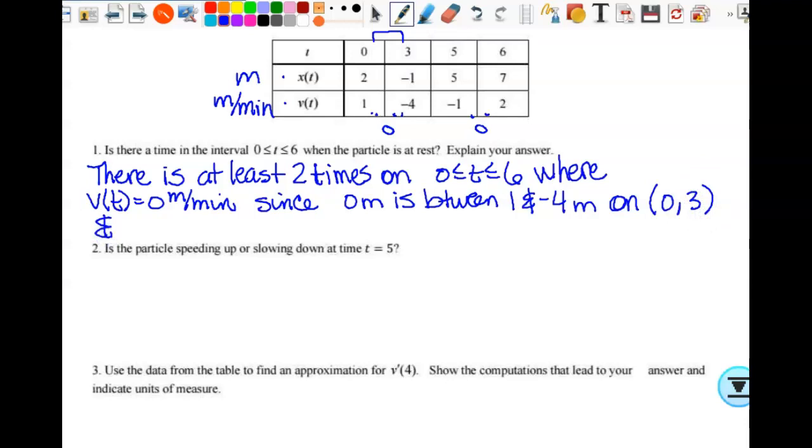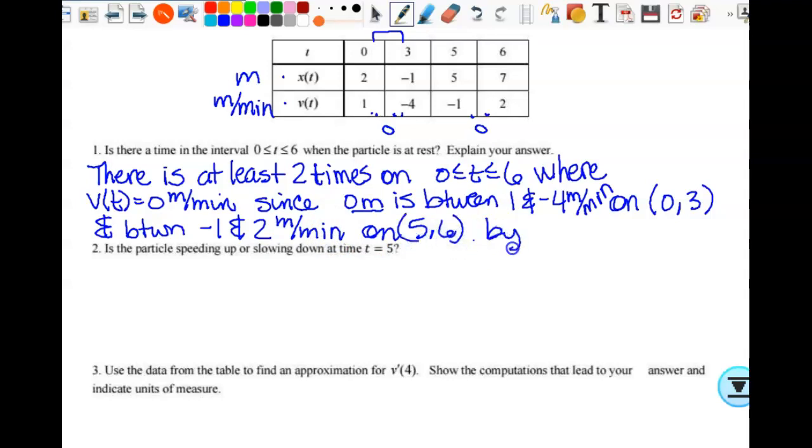Oh, meters per minute, yes. I was processing meters. That's meters per minute, yes. Units, guys. This is your meters, that's your meters per minute. On 0 to 3 and between -1 and 2 meters per minute on 5 to 6.